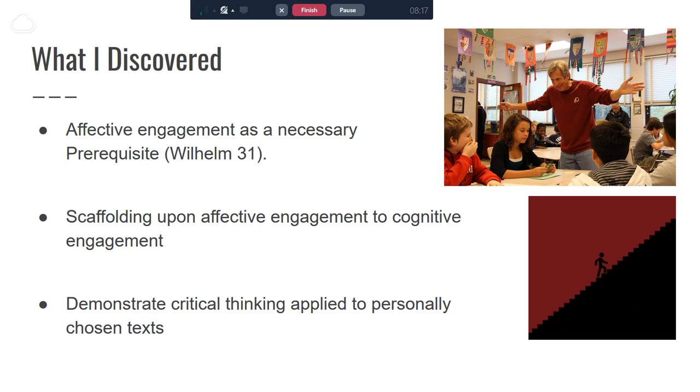So essentially, affective engagement is a necessary prerequisite for cognitive engagement. We cannot think critically about a text until we are affectively engaged, until we are personally engaged. Then we will want to not throw the book aside, but actually see what else we are missing, or what other deeper themes run through this Hunger Games book or Harry Potter book. Second is scaffolding. You need to scaffold upon affective engagement towards cognitive engagement.